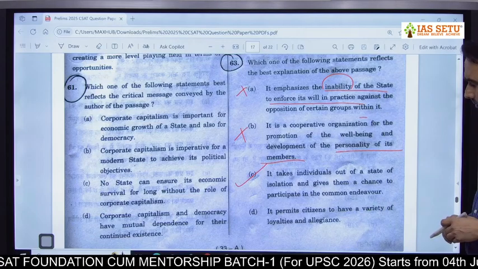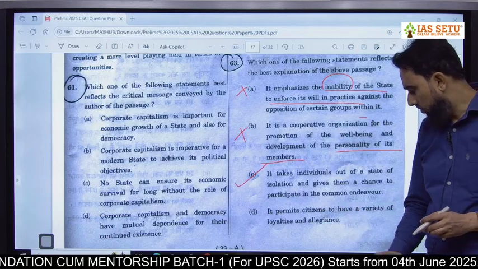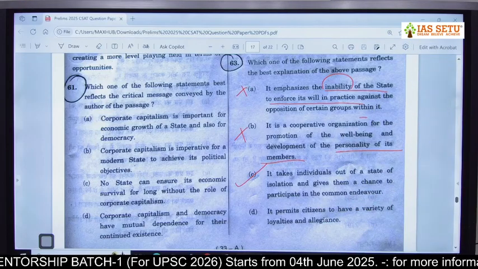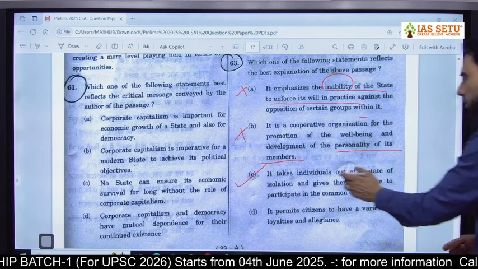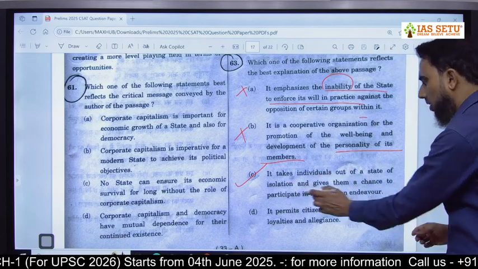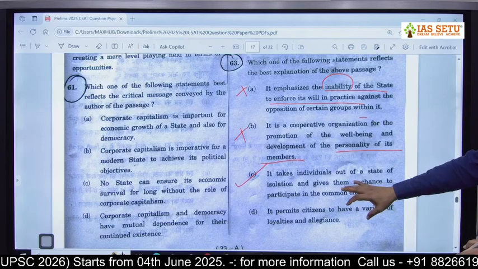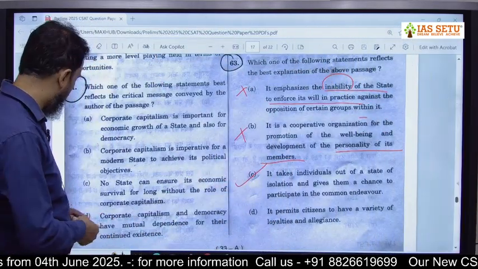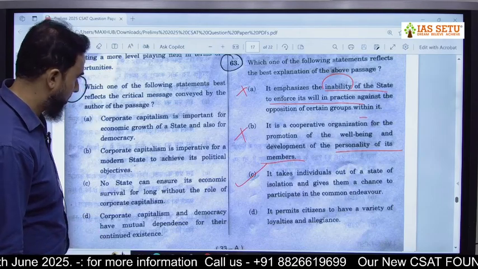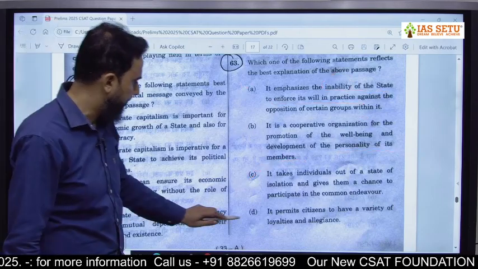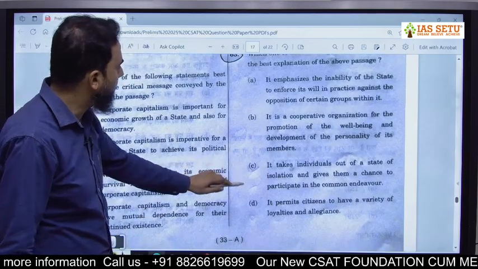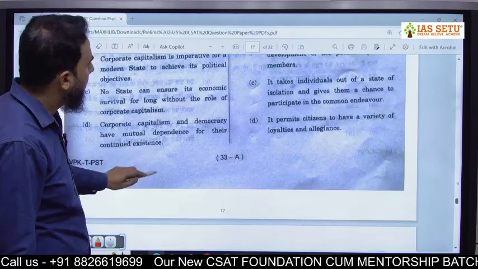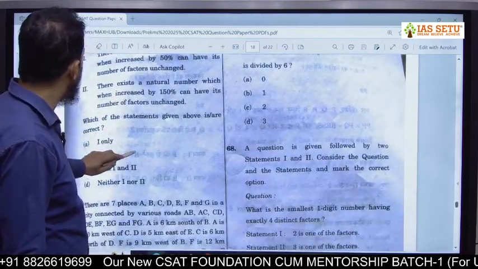And D says it permits citizens to have a variety of loyalties and allegiance. Now, allegiance is like their associations, their support. C is more specific because it states give them a chance to participate in the common endeavor. Out of a state of isolation, it saves them and gives them some chance of survival. So C is the best option. D is actually the second best option, I would say, but it does not represent the idea as effectively.